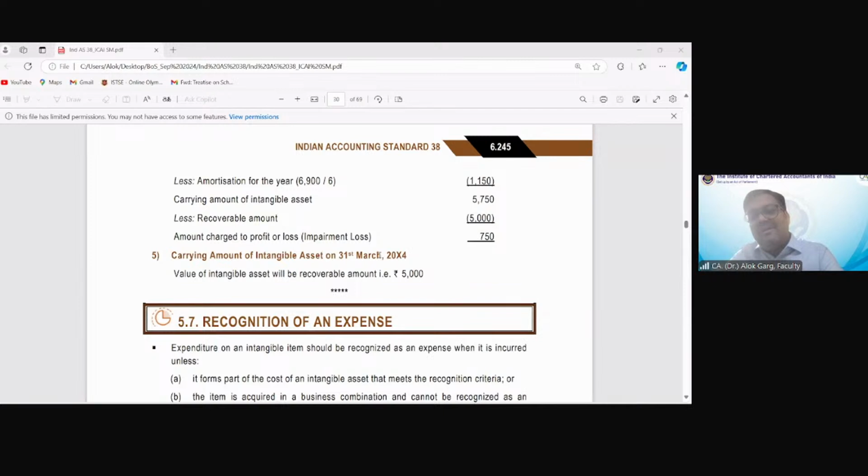But in future, the market picked up, right? So technical feasibility is a different thing. Impairment is a different thing, right? Okay, sir. Understood, sir. Thank you, sir.